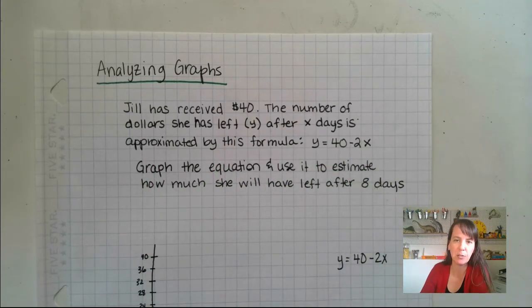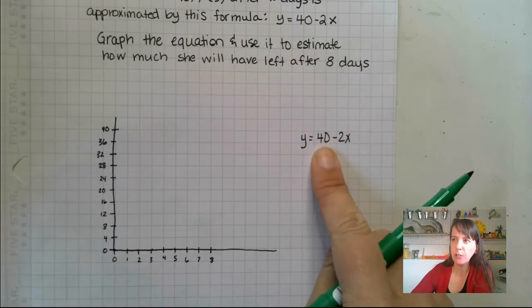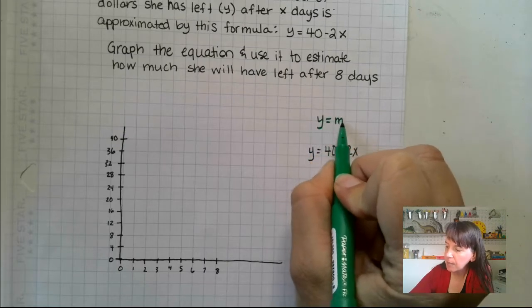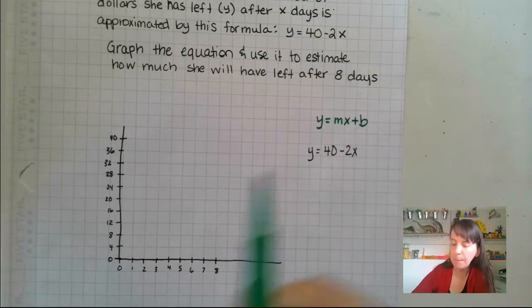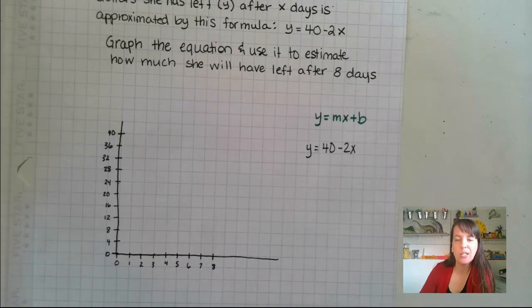Y equals 40 minus 2X. So straight away, I've rewritten the formula right here. And you'll notice that that's a y equals mx plus b formula. Now, you'll notice this one is not quite written in that y equals mx plus b format. So we've got to do some adjusting.